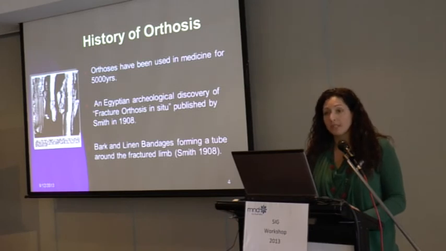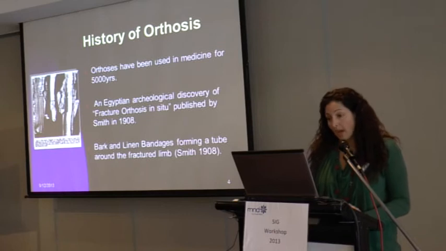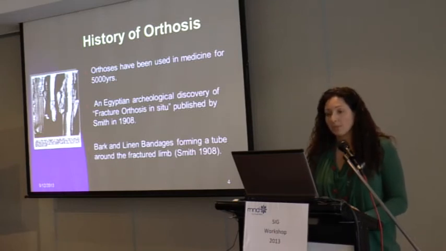Orthoses have been used in medicine for over 5,000 years. An Egyptian archaeological discovery of a fracture orthosis in Sudan was published by Smith in 1908. In this picture you can see an ulnar bone in the middle, and on either side there are linen and bark bandages that wrapped around this fractured limb. And there are reeds in the linen, and there were bloodstains found.